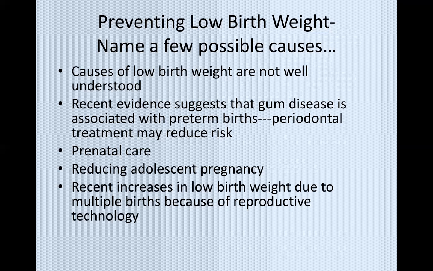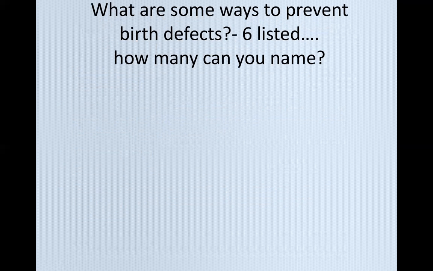Prenatal care, reducing adolescent pregnancy. And then recent increases in low birth weight due to multiple births because of reproductive technology. Again, back to that article, read about it.